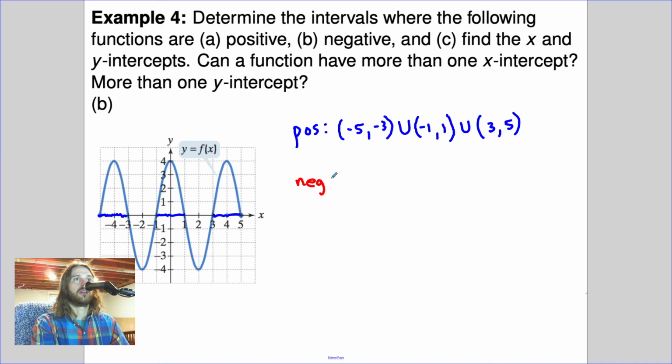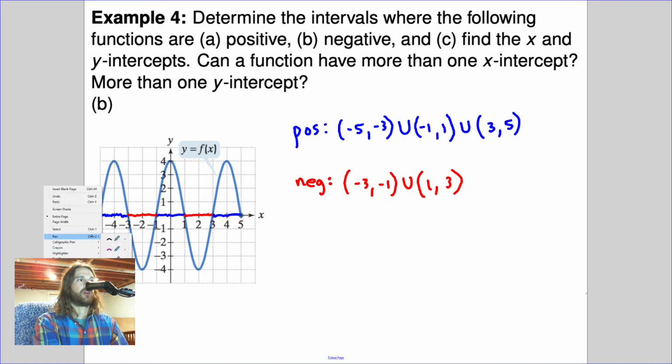All right, negative, where is it? Negative spots we filled in here. Below the x-axis, here and here, we can say, all right, from -3 up to -1, union from 1 to 3. And again, no square brackets here, because it can't be negative where it crosses, right? It's 0 there. Because those are our intercepts, which is a perfect segue.